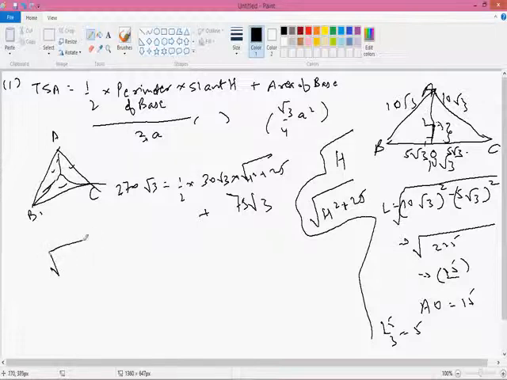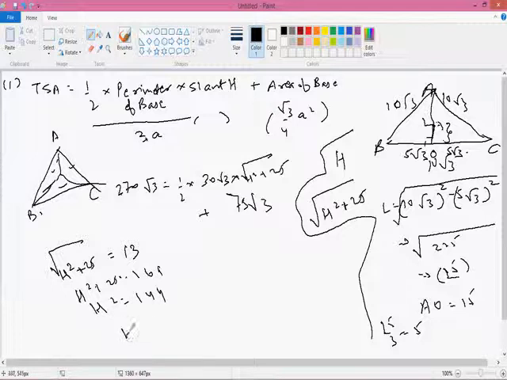Overall, after solving, I am writing it directly because I have some space constraint. h square plus 25 will be equal to 270 minus 75 root 3, which gives 195 root 3, into 2 gives 390 root 3, divided by 30 gives 13. So h square plus 25 becomes 169, h square becomes 144, and h becomes 12. So the answer will be 12 centimeter.